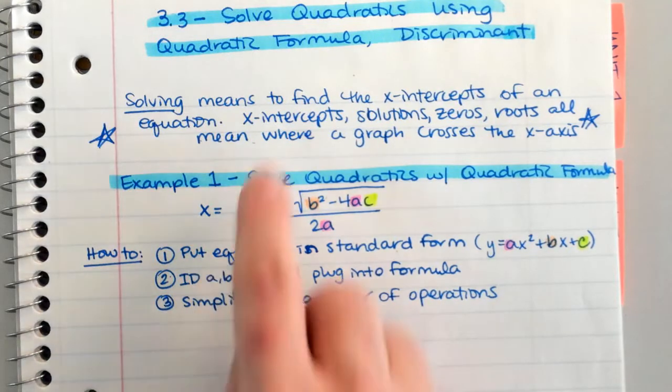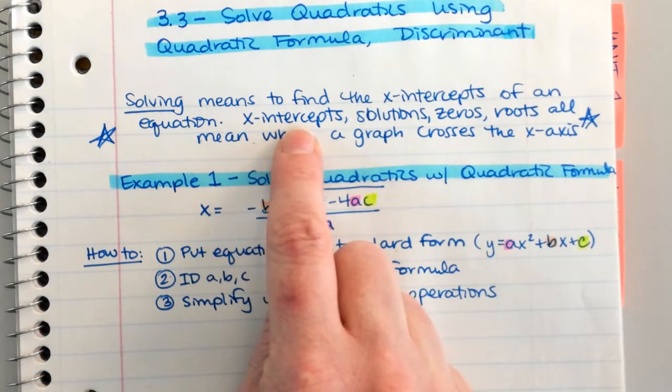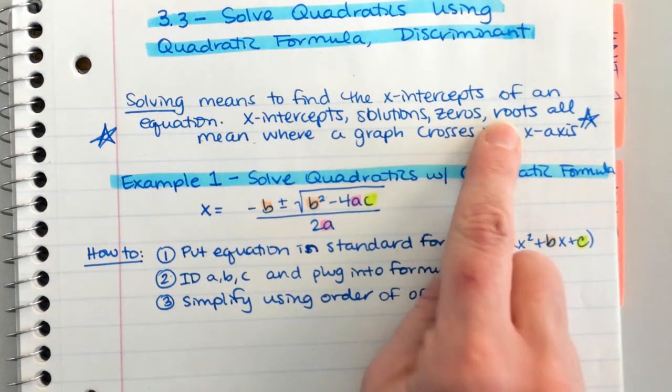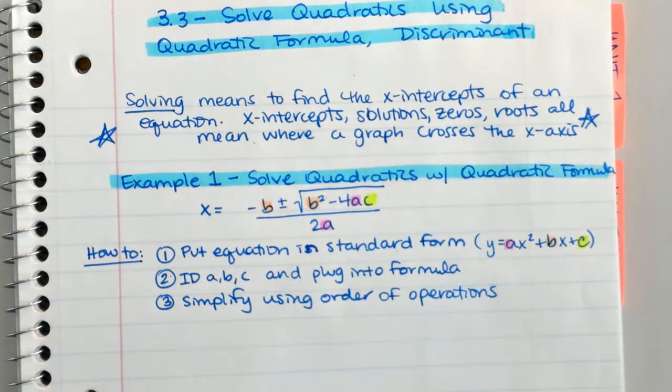Me personally, I'm a very visual person. I like to, in my mind, think about what an x-intercept looks like. It's where a graph crosses the x-axis. So whenever I see one of these other words, bless you, whenever I see one of these other words, I actually cross it out and I put x-intercept instead. So that's a good strategy, especially if you are taking something like the SAT.